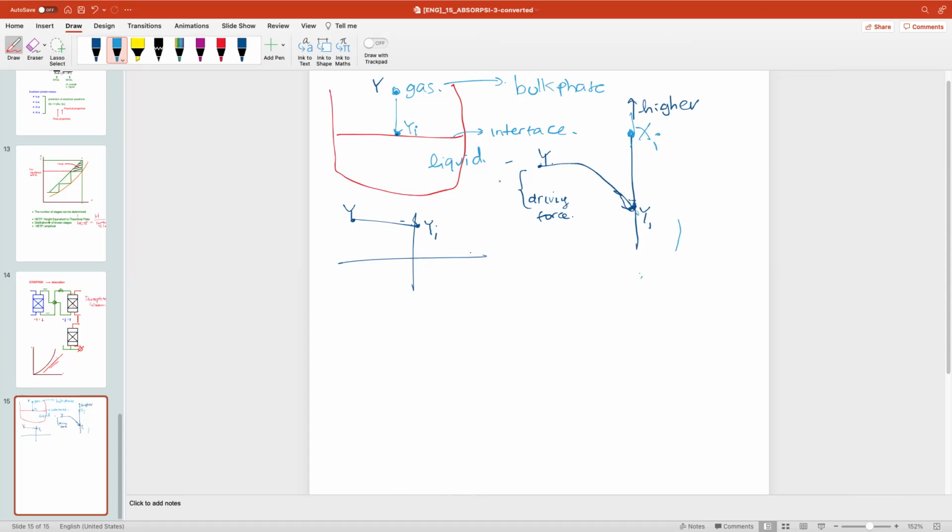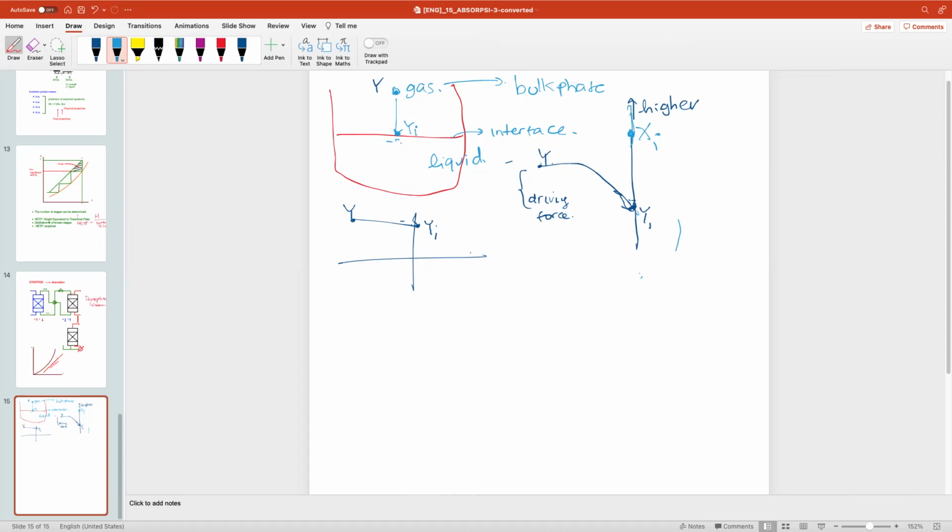Because we want them to be absorbed, right? Because it is absorption, it's not desorption. We want the gas to be absorbed by the liquid. So by the equilibrium, it should be absorbed with this equilibrium. If around the interface the liquid is not at equilibrium yet, then the process will still go on.